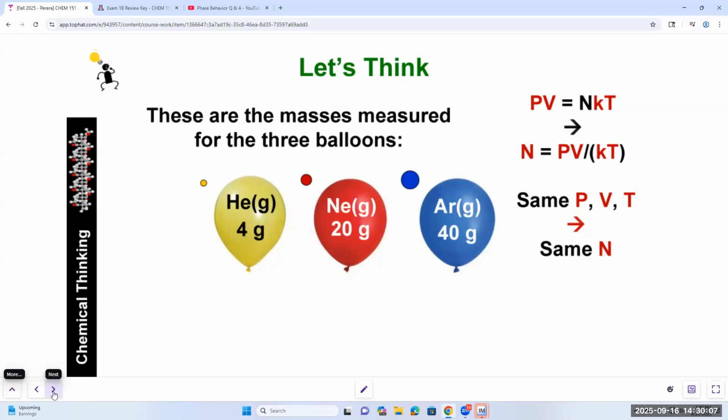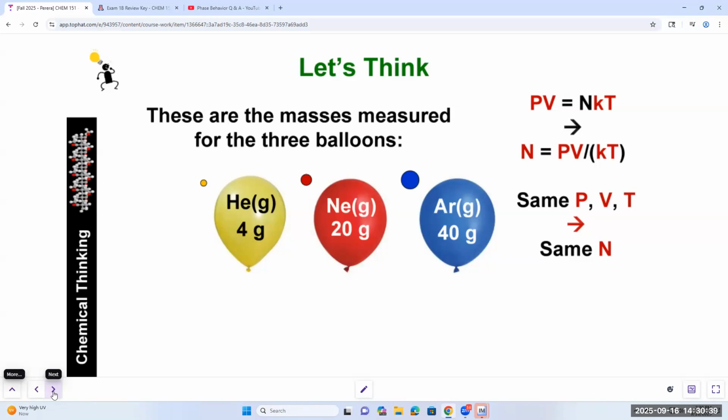Helium balloon was 4 grams, neon was 20, and argon was 40. If somebody asks you how much more massive neon is compared to helium, what would you say? How many times? 5 times. How do you know? Helium is 4. Neon is 5 times that, right? 5 times 4 is 20. Therefore, neon is 5 times more massive than helium.